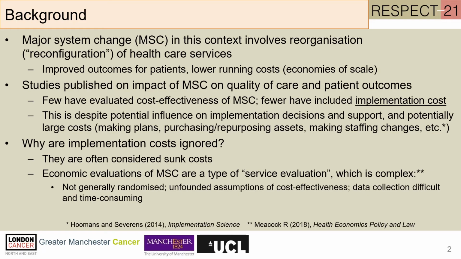So I'll start off with a bit of background. Major system change in this context involves reorganisation or reconfiguration of healthcare services. The idea is to improve patient outcomes and reduce running costs, possibly through economies of scale. There have been a number of studies published on the impact of major system change on quality of care and on patient outcomes, but very few have looked at the cost effectiveness of major system change, and even fewer have considered the cost of implementing the change, despite there being potentially large costs involved.